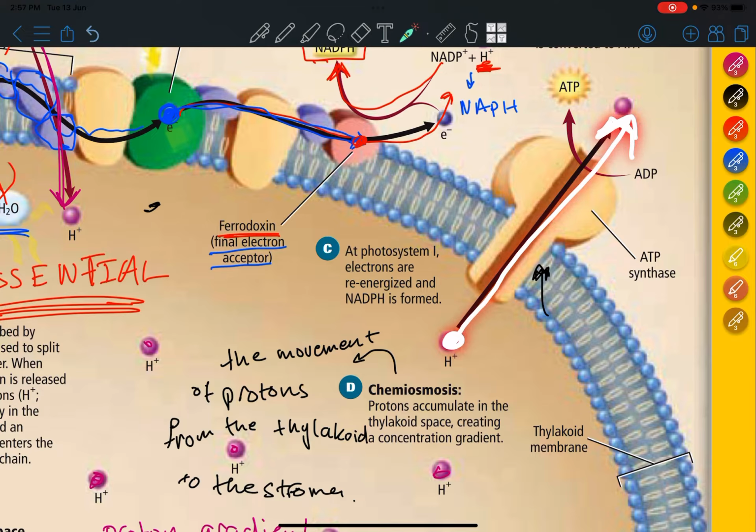Once the hydrogen go down their proton gradient, from high concentration to low concentration, down the proton gradient through ATP synthase, as the protons move through it, their energy is used to convert ADP to ATP. Okay, so that is electron transport completed.